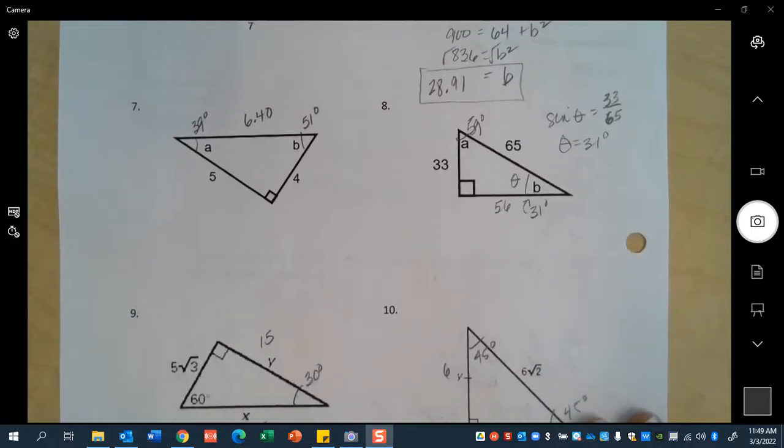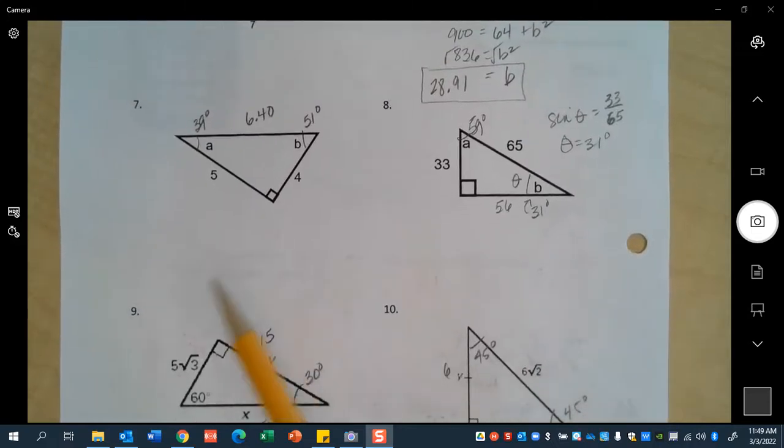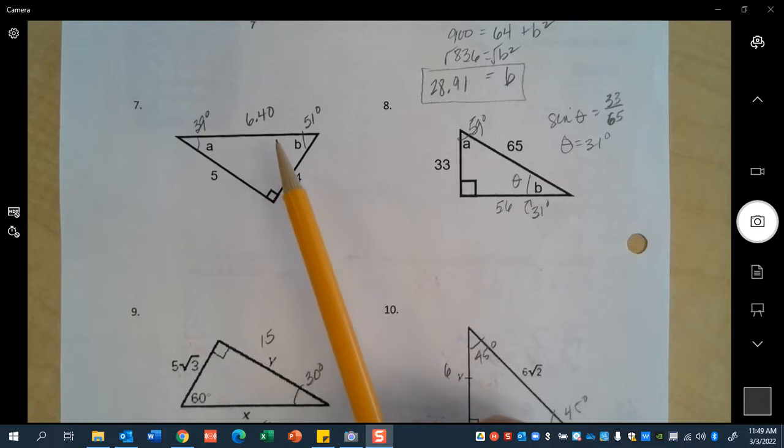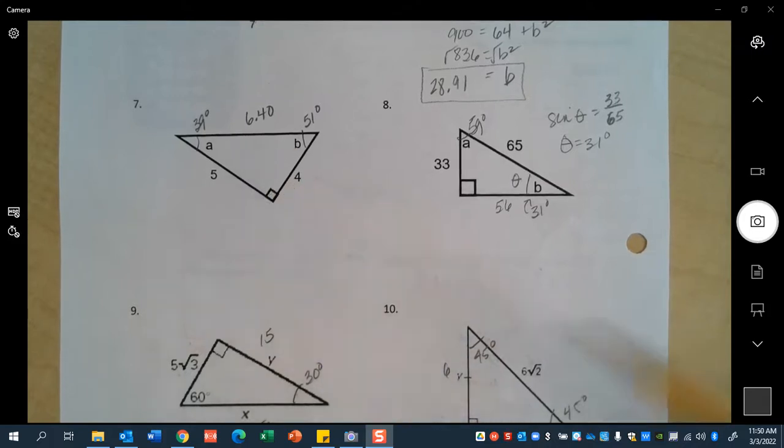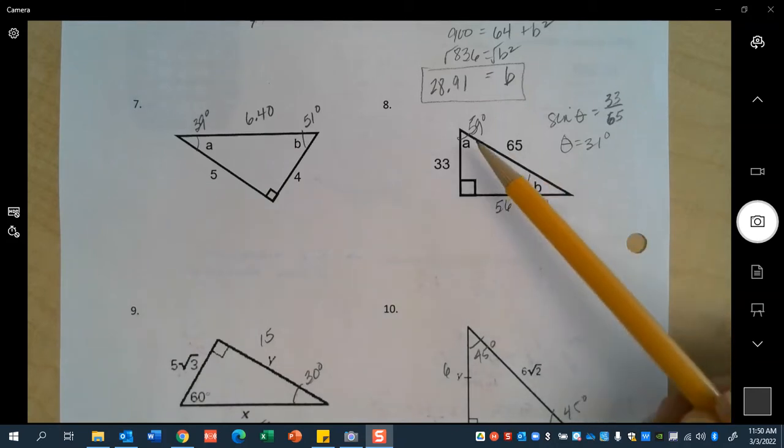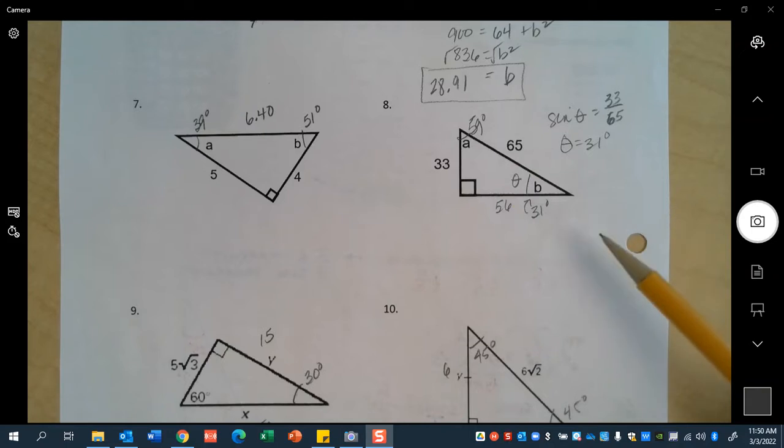For number 7, A and B are 39 and 61. This side length here works out to be 6.4. You go back, you do the math, you see if you can get the right answer. For number 8, my angles work out to be 59 and 31. My side length here works out to be 56.